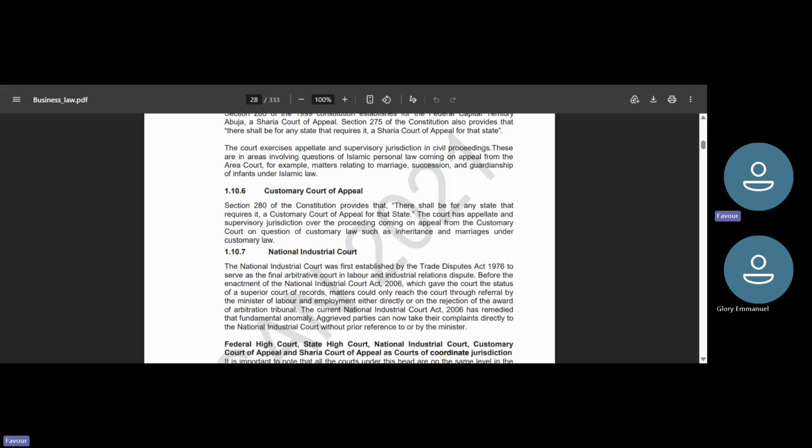There is a clause that provides for the establishment of the Customary Court of Appeal, which is Section 280 of the 1999 Constitution. It provides that there shall be for any state that requires it a Customary Court of Appeal for that state. So if a state requires a Customary Court of Appeal, it can be established based on this clause, right? And it has appellate and supervisory jurisdiction over proceedings coming on appeal from the customary courts. So it only has jurisdiction over appeals coming from the customary courts on questions of customary law.